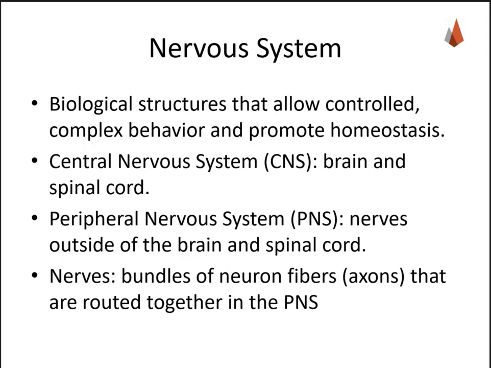Complex behavior involving things like interacting with other objects, involving things like language, involving things like tool usage, and stuff like responding when one of our children is being threatened by a lion or a tiger or whatever in our ancestral history. So we're able to have complex behavior that we can control. That's one of the benefits of the nervous system. The other is to promote homeostasis.